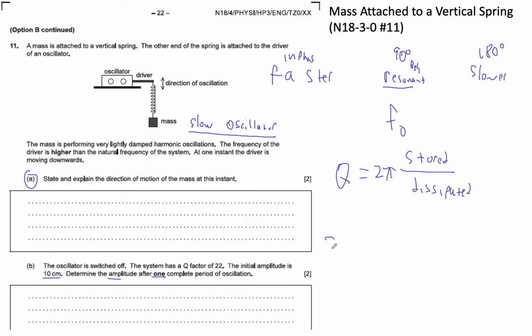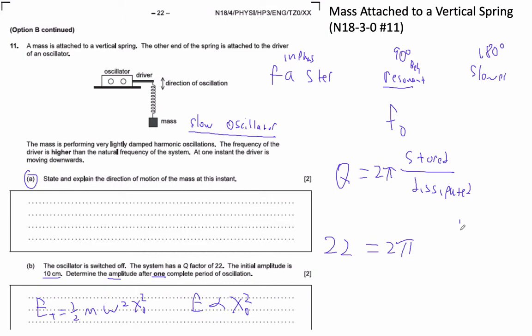How do you set that up? We'll just set up 22 is 2 pi, right? Stored is going to be 10 centimeters, right? Remember that the energy is proportional to the amplitude squared, okay? This is because our total energy is 1/2 m omega squared x naught squared, right? That's our total energy, right? So the energy is proportional to the amplitude squared, right?